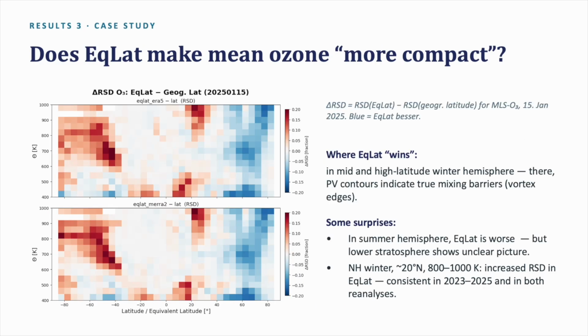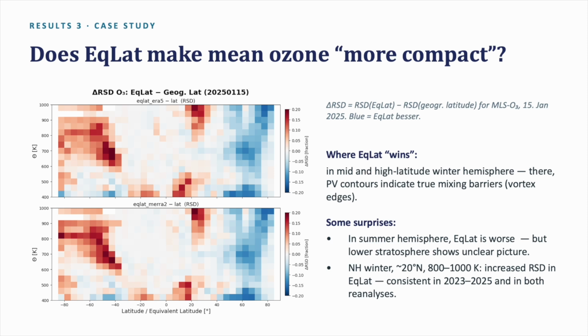As said in the beginning, we assume that equivalent latitude reduces the variability when we look at, for example, zonal means of ozone, so it makes it more compact. This we try to do with a case study here. We looked at MLS data and did the zonal mean in equivalent latitude and geographical latitude, in the top row for ERA5 equivalent latitude and in the bottom row for ERA2 equivalent latitude.